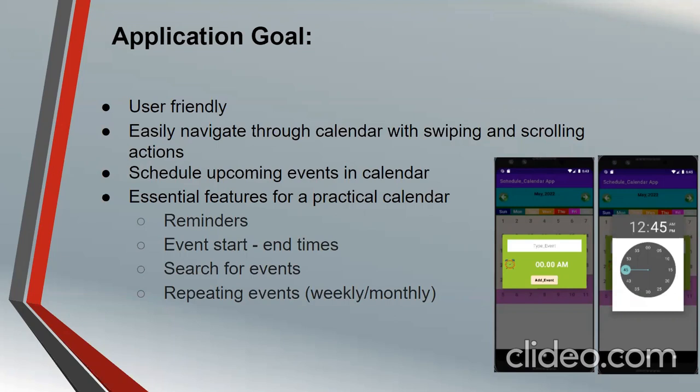So reminders of upcoming events that you created, start and end times for those tasks, to be able to search for any, to be able to create repeating events, once you create an event in there, for it to keep reminding you weekly or to set it to monthly.